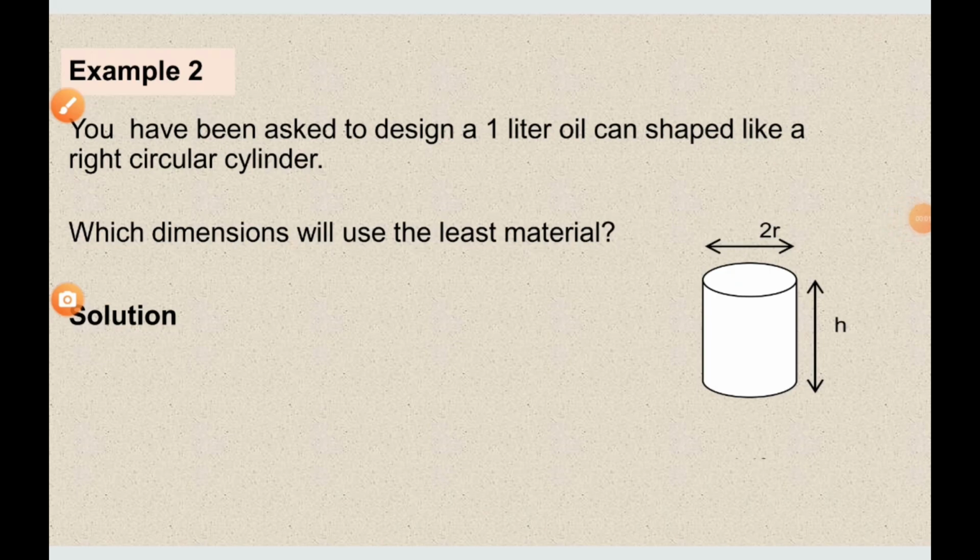Example 2. You have been asked to design a 1 liter oil can shaped like a right circular cylinder. The question: which dimension will use the least material? Okay, so this is an application of the second derivative test. So you need to understand what is the information given. You need to imagine, you have to draw.